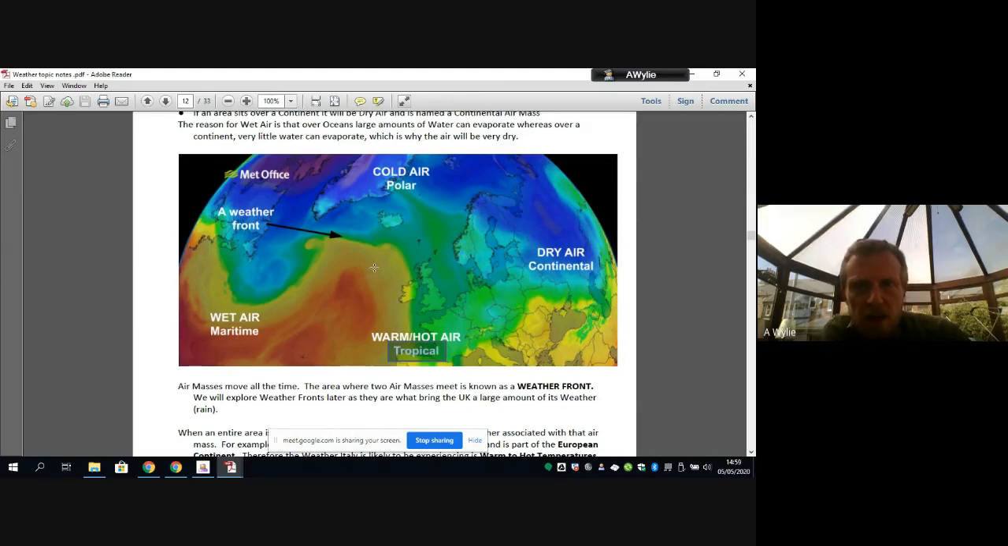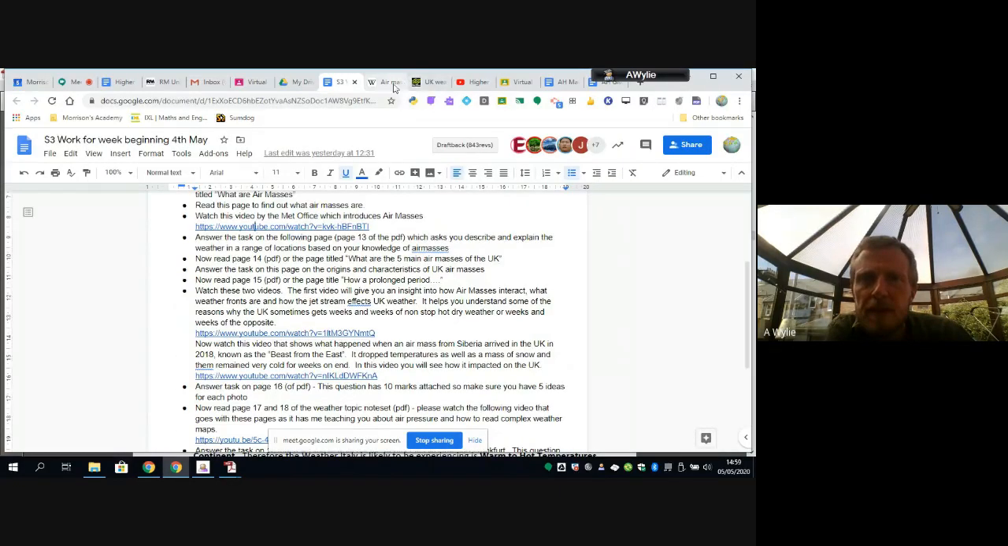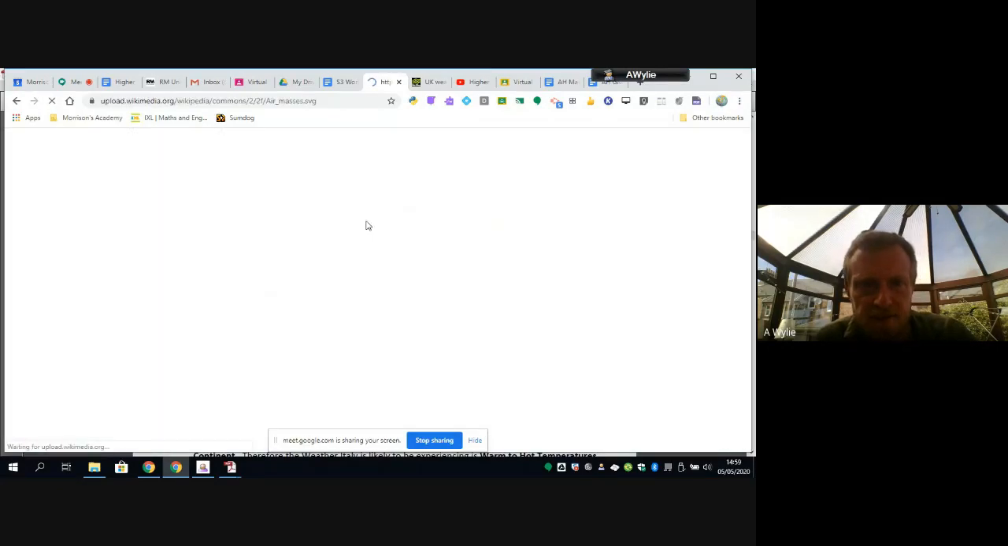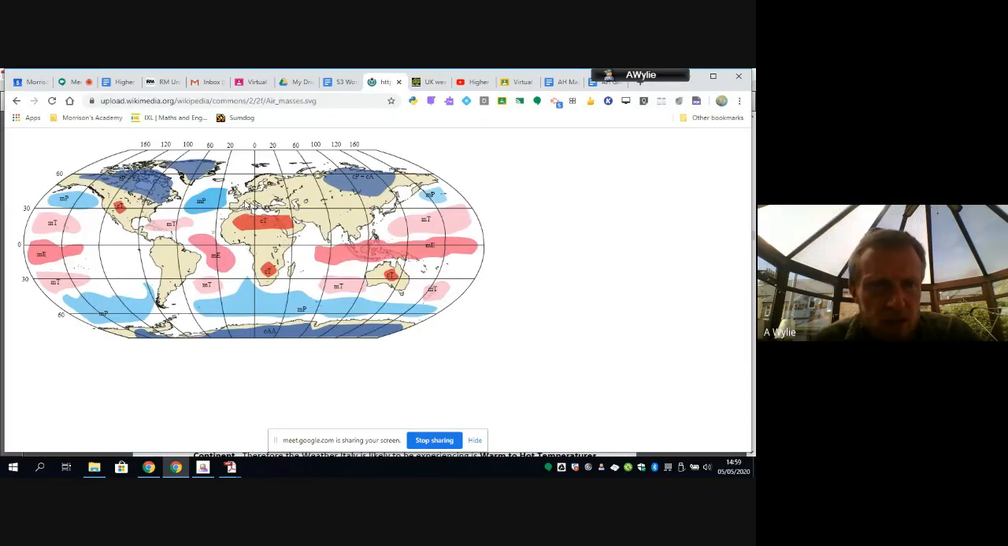Now, I'll just show you this little graphic. This kind of shows you the main air masses across planet Earth. And you can see, I suppose, the four main ones that affect us in the UK. So we've got the CT, which is called the continental tropical or the tropical continental here. And that one originates from the Sahara Desert. That's not what we're getting at the moment.